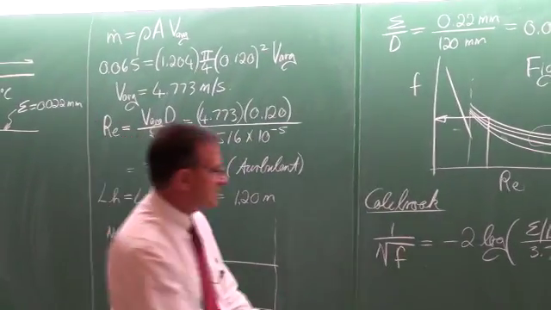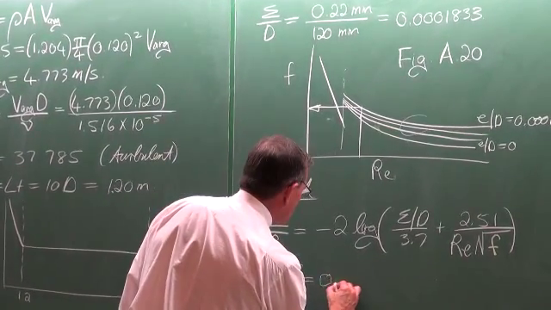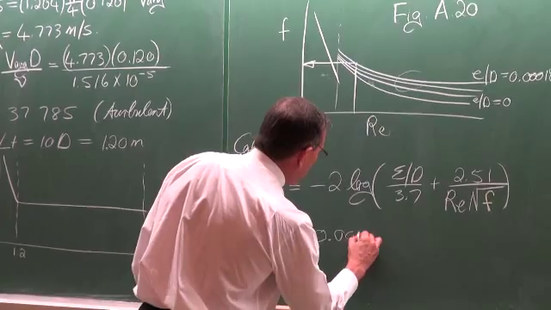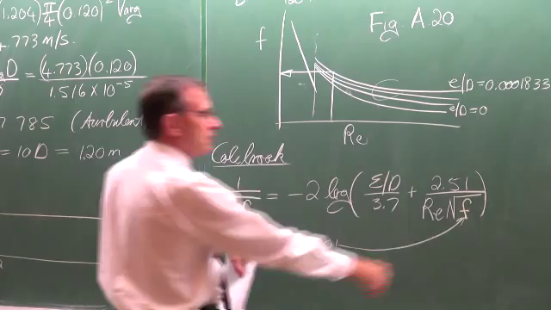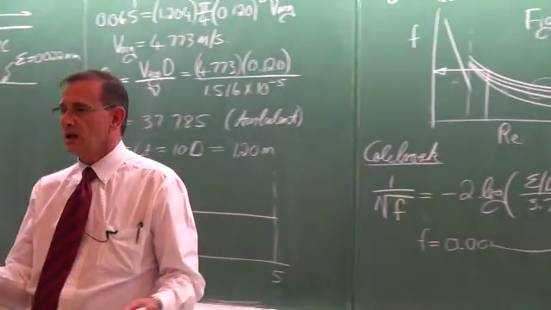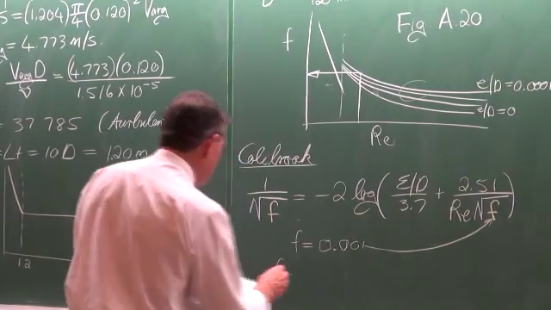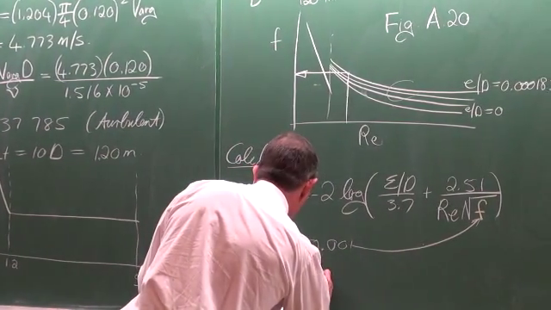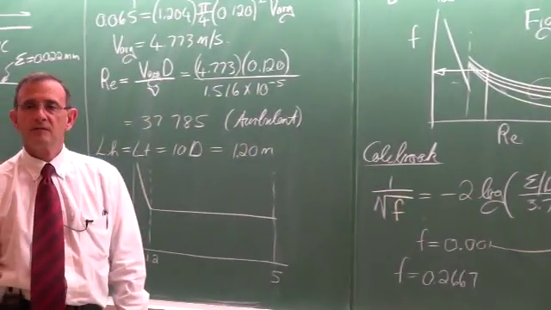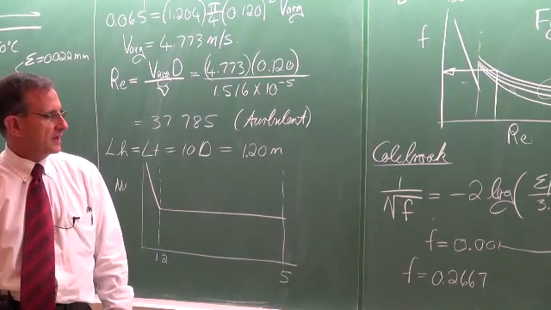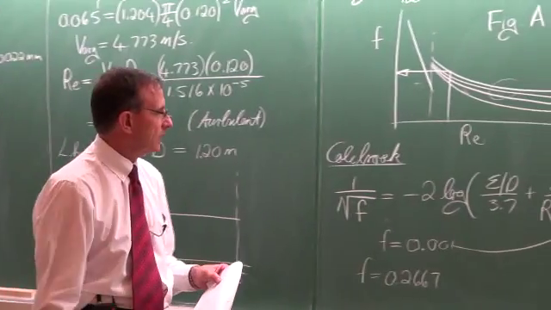So what I did is I said, let's choose the friction factor as equal to 0.001. I've put it in there. You calculate the friction factor and you put it back into the equation and you iterate. It was within 3 iterations before the friction factor converged very, very quickly to 0.2667. Friction factor 0.2667. Okay.